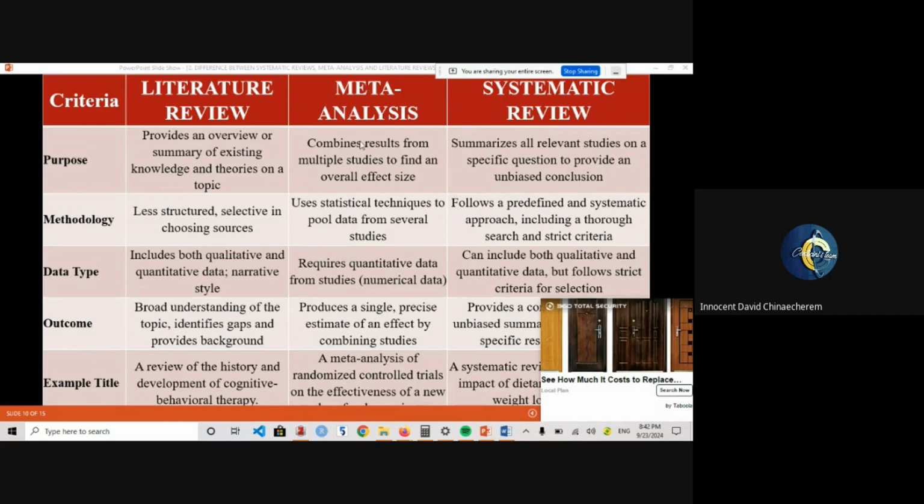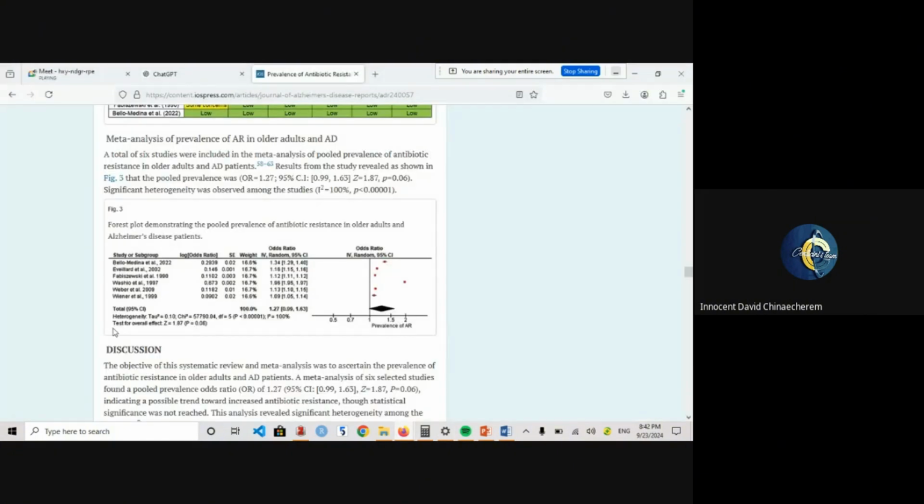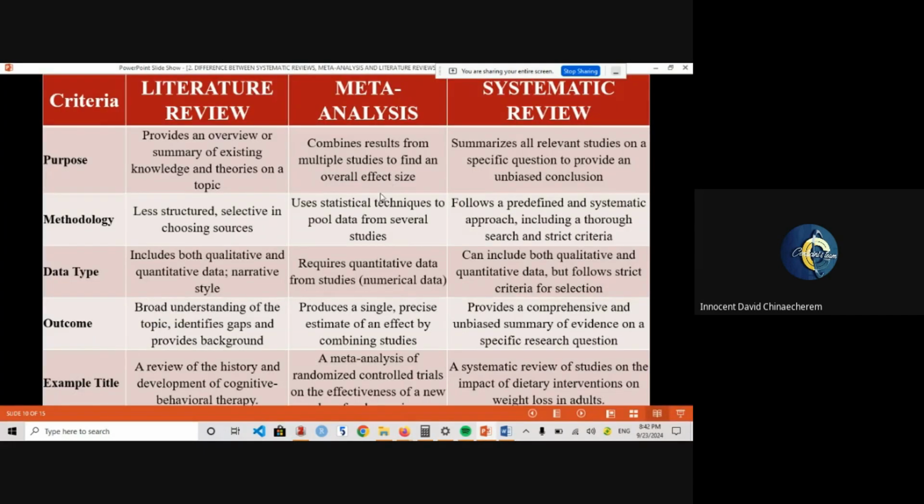Whereas in terms of purpose for a meta-analysis, it just tries to combine results from multiple studies to find an overall effect size. You remember when I did show this thing, right? You see now in this meta-analysis for prevalence of AR, we are interested in what? Overall what? Effect. And then when you look at that of systematic review, it is not really so different from meta-analysis, but it's just that it just summarizes all the relevant studies on a specific question to provide an unbiased conclusion. So it follows a system, it follows its guideline to make that summary.